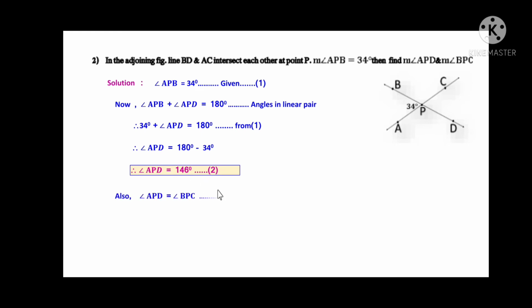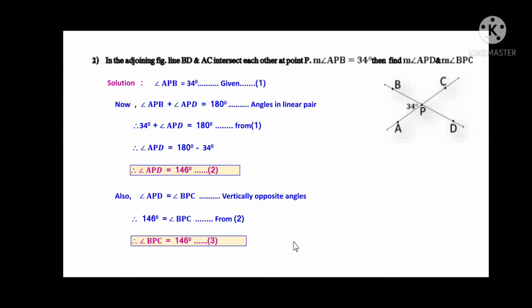Now also, angle APD and angle BPC are both vertically opposite angles. And we know that vertically opposite angles are congruent, or their measure is the same. Therefore, since angle APD is 146, 146 degrees is equal to angle BPC. Therefore you can write angle BPC is equal to 146 degrees.